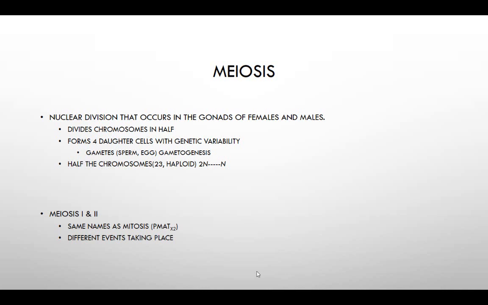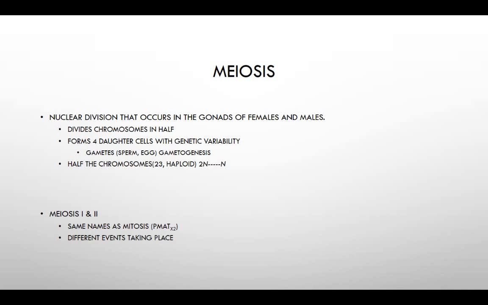And with this, we do get variation when the chromosomes divide. What's going to happen with meiosis is that we're going to form 4 daughter cells. Think about mitosis, it was only 2 daughter cells. With meiosis, it's 4. And also the chromosomes are going to be split in half. So instead of getting 46 chromosomes, we're going to see 23. So we're going to get a lot of genetic variation, as we will see. And so this whole process of dividing these chromosomes is known as meiosis.